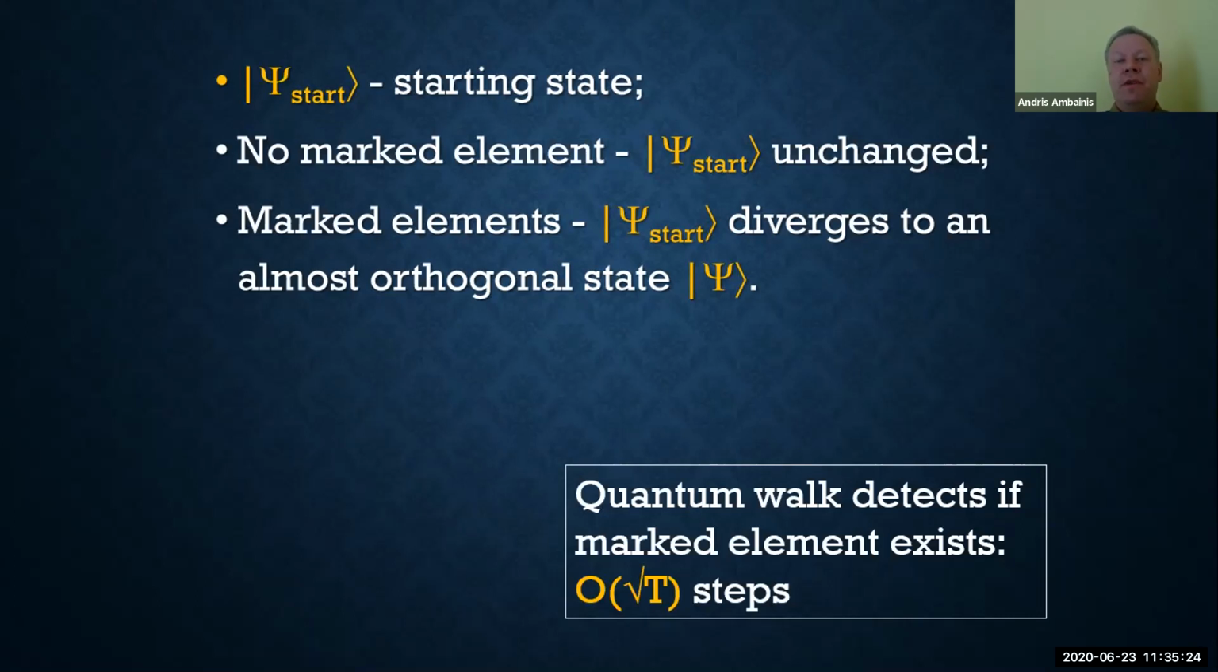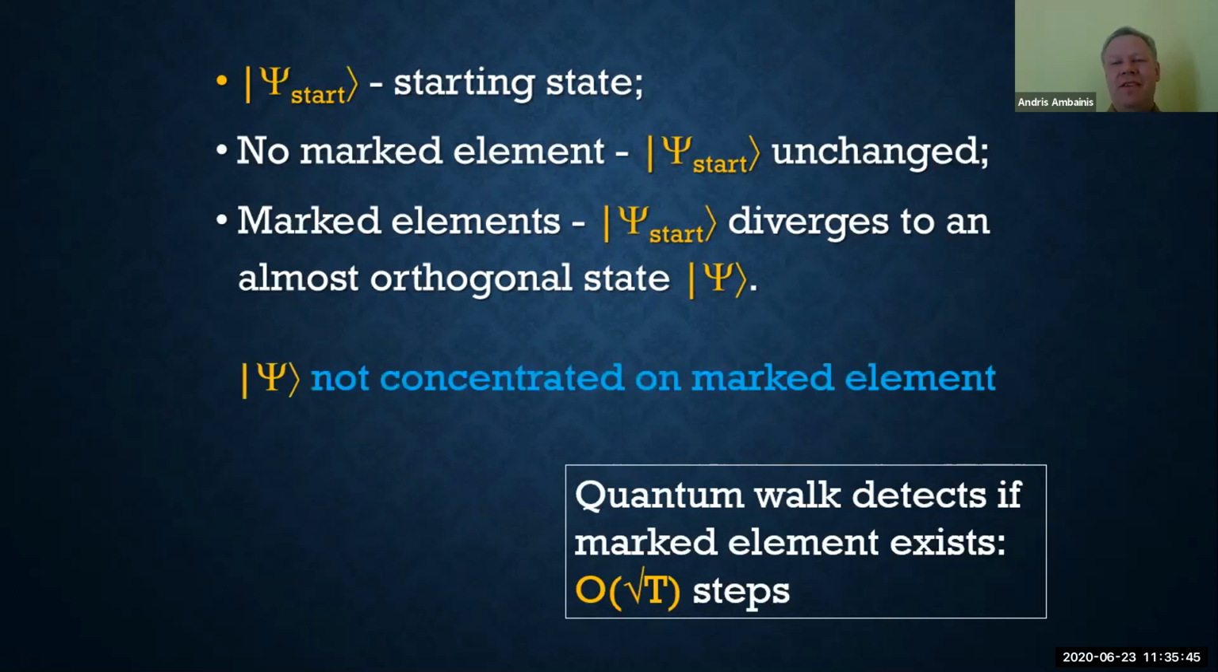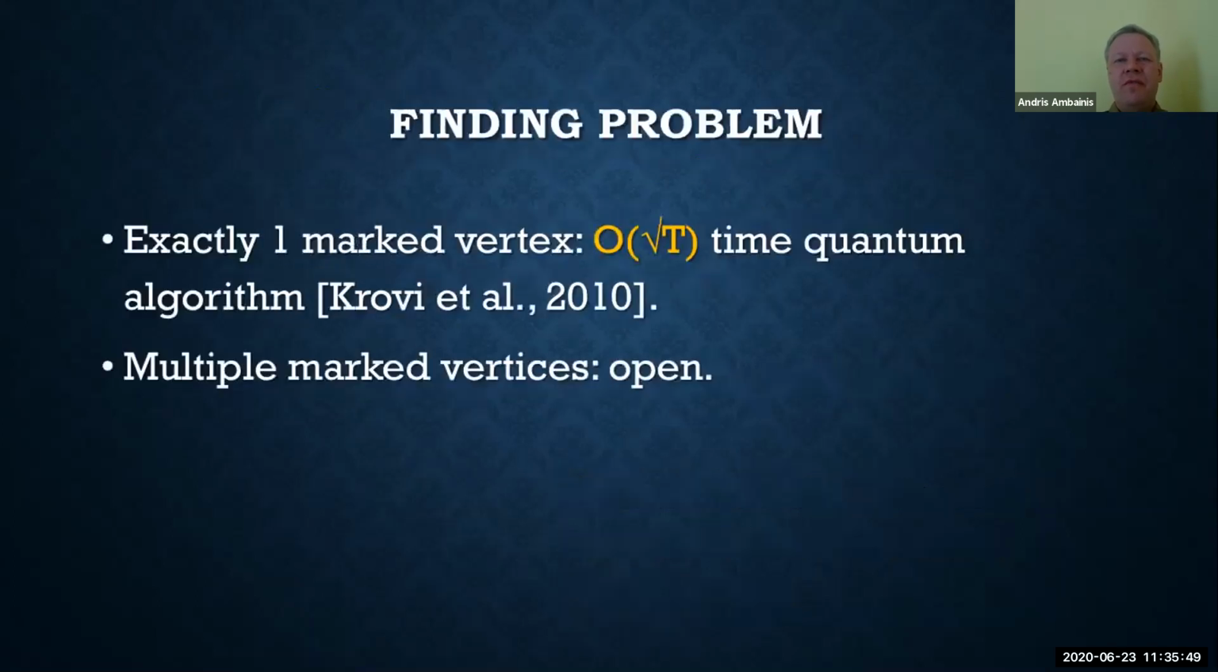However, this nearly orthogonal state to which the quantum walk goes does not have to consist of marked elements. So with this quantum algorithm, we can answer whether a marked element exists, but we don't necessarily find it. And extending Szegedy's result to finding marked elements has been a long-standing open problem in this area. For the case when the search space contains exactly one marked element, it was solved by Krovi et al. at ICALP 2010. So the result here is that there is a quadratic quantum speedup for the problem of finding marked elements. But for the case when the search space may contain multiple marked elements, this problem has been open.